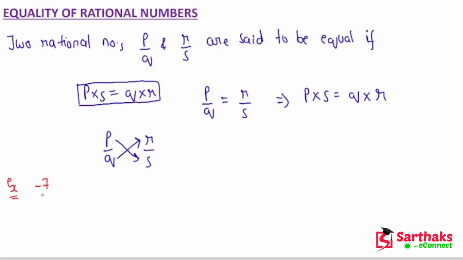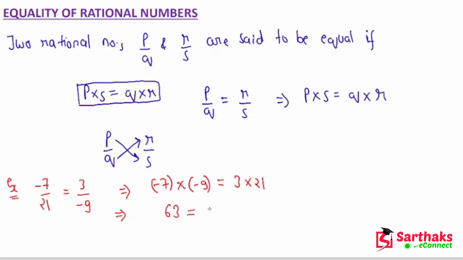Let us verify that minus 7 upon 21 equals 3 upon minus 9. Now they are not looking equal, but let us verify if they are equal or not. So by following this diagram, if they are equal, then they can be written as minus 7 into minus 9 equals 3 into 21. Now let us see if this equation is true or not. Minus 7 into minus 9 is what? Minus into minus becomes plus, and 7 into 9 becomes 63. Similarly, 21 into 3 becomes 63, which is true.